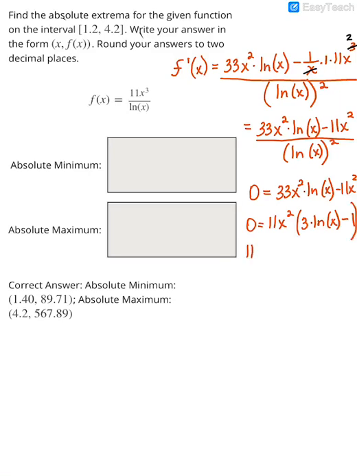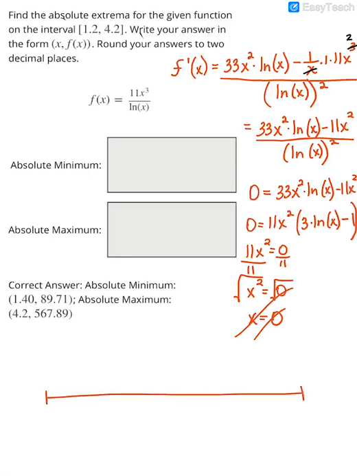If I set the factor 11x squared equal to 0 and solve it, if x squared is 0 and I square root both sides, there's one possible critical value, but notice it is not within my interval, so I will not even be considering it, because my interval is going to go from 1.2 to 4.2.